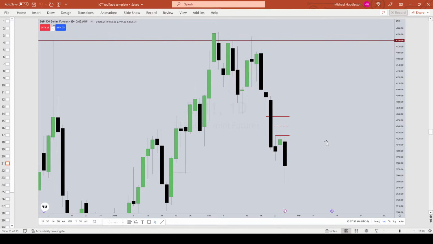Here is your fair value gap. This is what you're used to seeing. This is how I teach it to you, okay? Algorithms, high-frequency trading algorithms, will take that inefficiency there and bust it up into quadrants, okay?